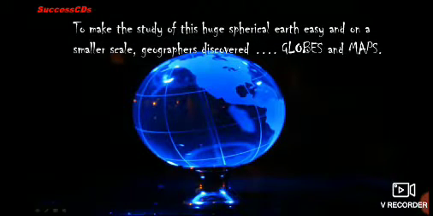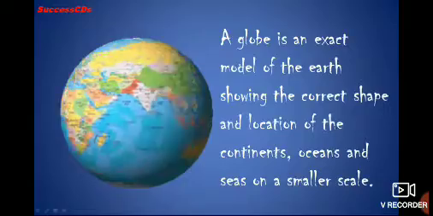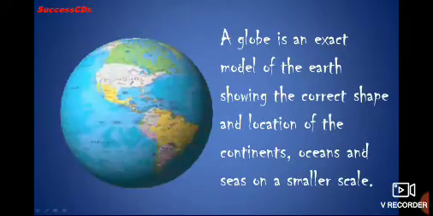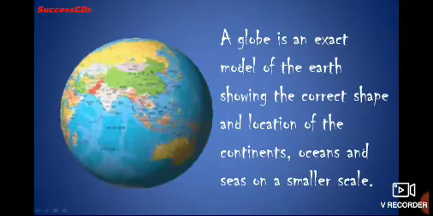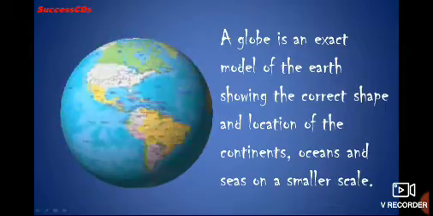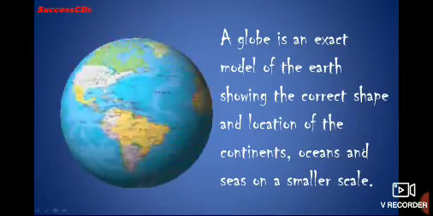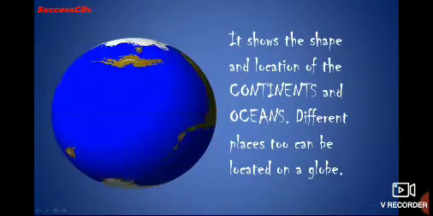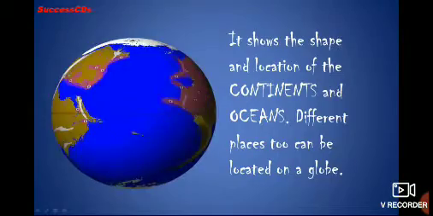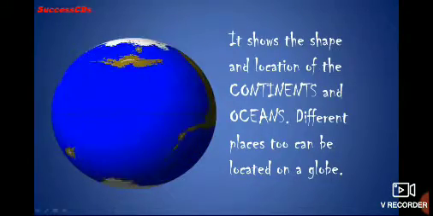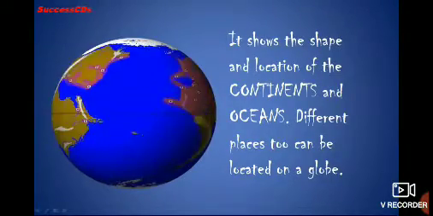To make the study of this huge spherical Earth easy and on a smaller scale, geographers discovered globes and maps. A globe is an exact model of the Earth, showing the correct shape and location of the continents, oceans and seas on a smaller scale. It shows the shape and location of the continents and oceans, as I said, and different places too can be located on a globe.